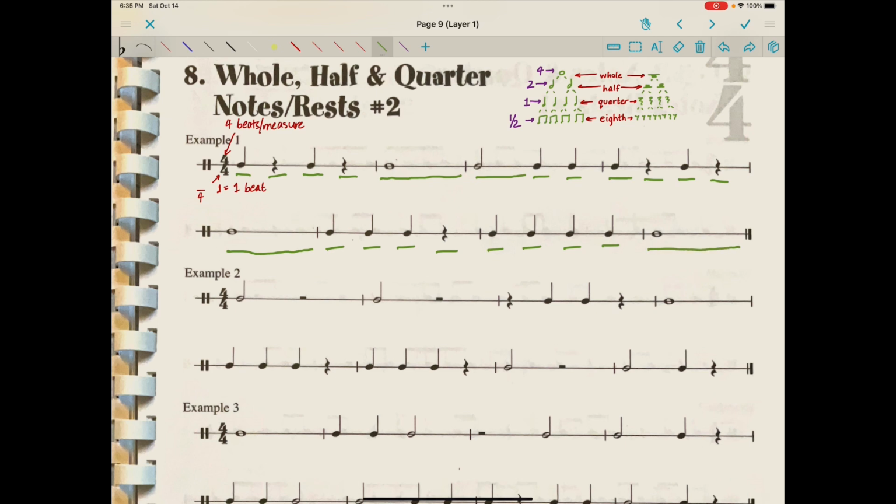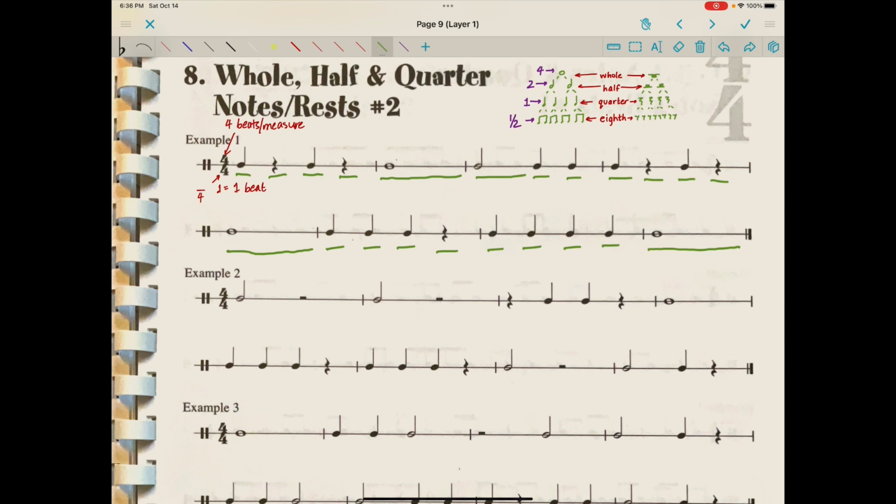Moving on to example 2, you'll notice that we have half notes and quarter rests and quarter notes and whole notes, and we also have half notes now. So we'll want to make sure that we say do and then hold that through for 2 full beats. Setting our metronome at 80, we're going to clap our pulse. 1, 2, ready, clap.